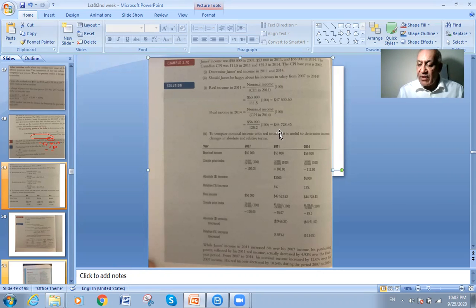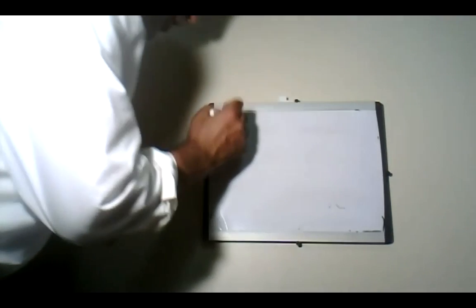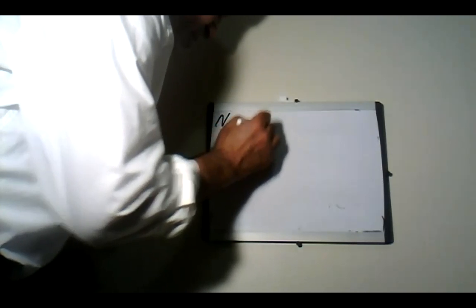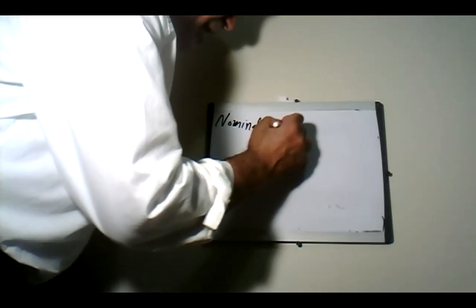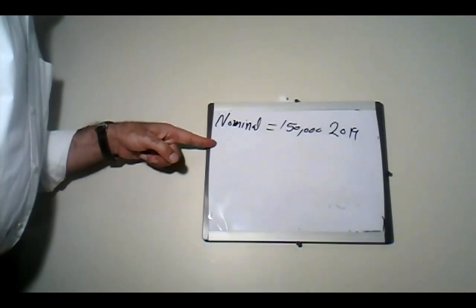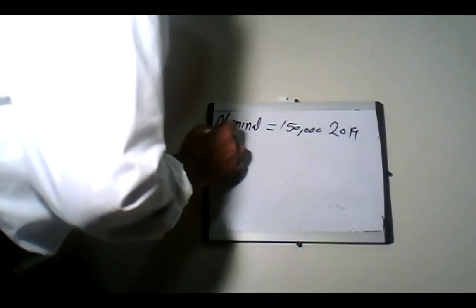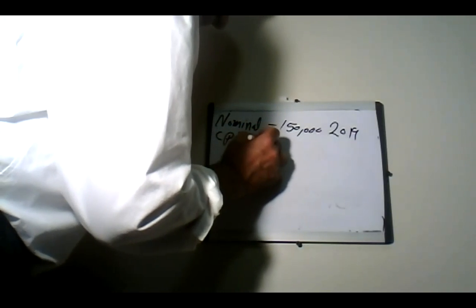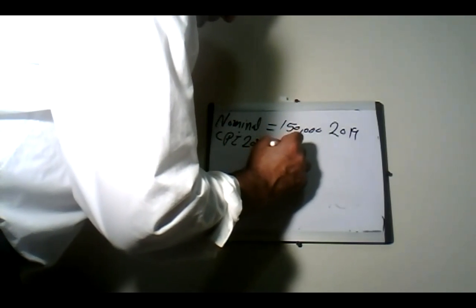So let me give you an example of mine now. You have an example here, and I will give you an example of mine because I will stop sharing the screen. So, okay. Let's say my nominal income was 150,000, and I hope so, in 2019. And the CPI for that year, 2019 also, was 150.